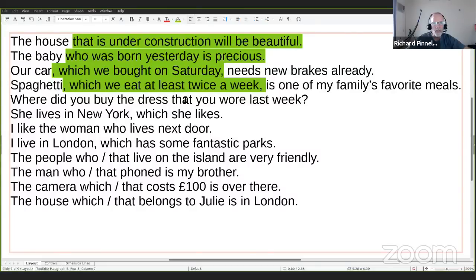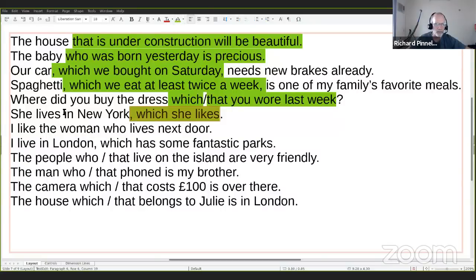Where did you buy the dress that you wore last week? Here's the relative clause. It's defining, so here we could actually use which if we wanted. You can use which or that. Where did you buy the dress which you wore last week? She lives in New York, which she likes. This one is non-defining, with the comma.